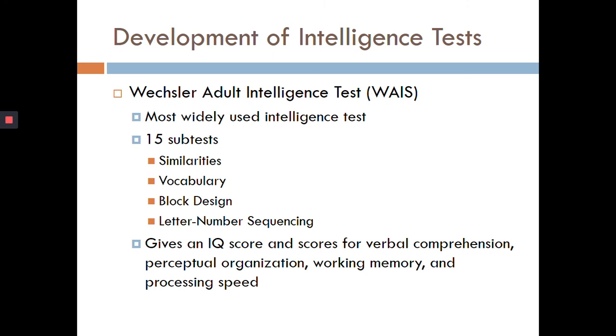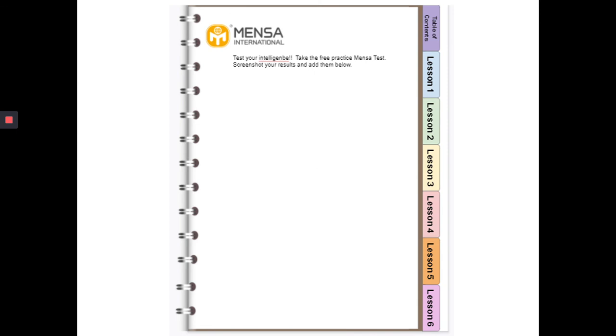And so basically this test will give you an overall intelligence score, but also individual scores for verbal comprehension, perceptual organization, working memory, and processing speed. So it's just a basic overall intelligence test that's going to not only give you an IQ score, but take some of these other theories of intelligence and combine them together. So that's why it tends to be the most widely used test.